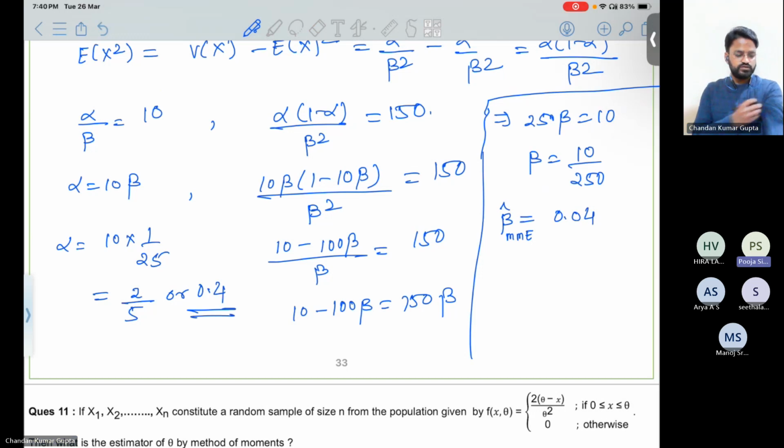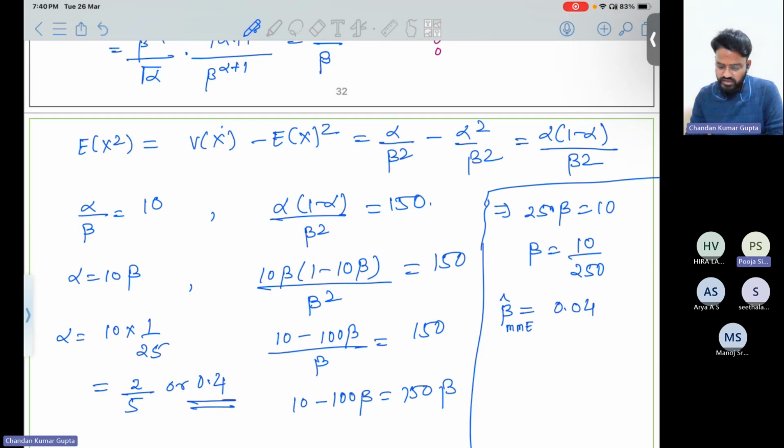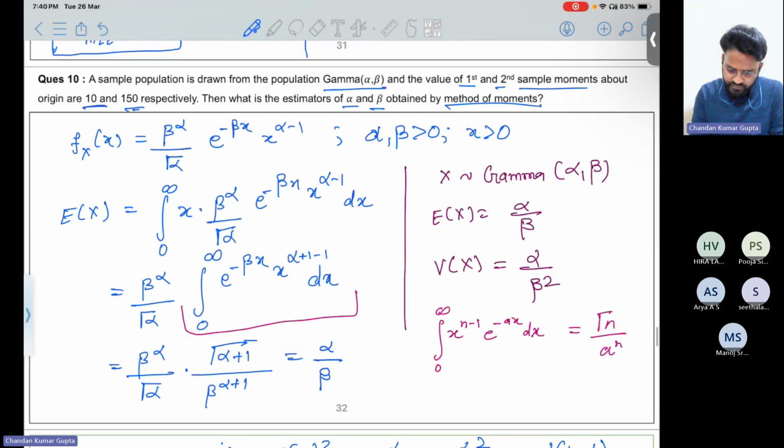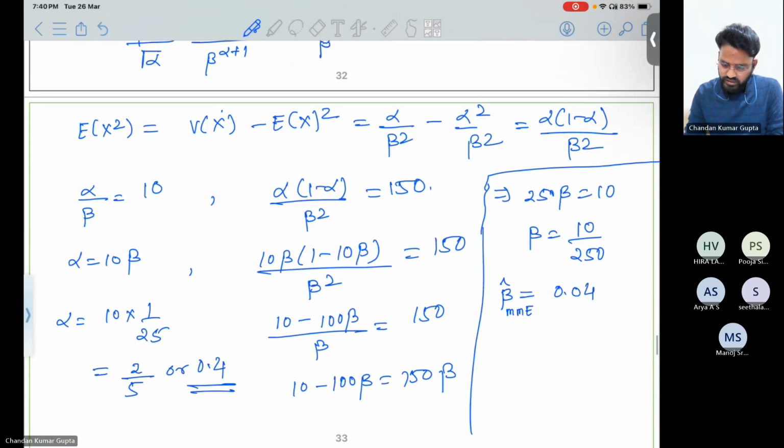Excuse me, sir. Yes. Sir, I think there's some mistake in the value of beta. Okay. I think alpha upon beta is 10. It is given here, and alpha 1 minus alpha. Let me check the value of beta. Okay, let me check.